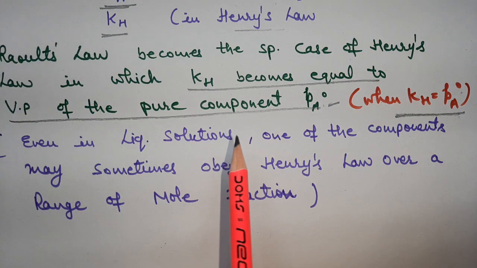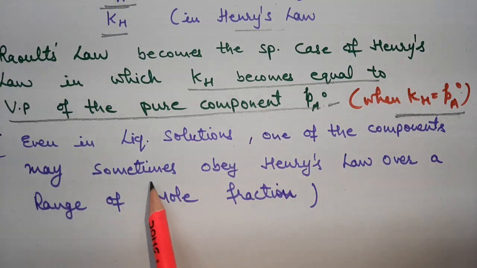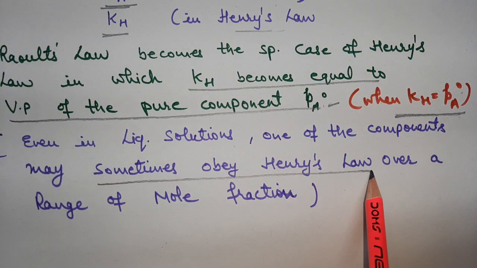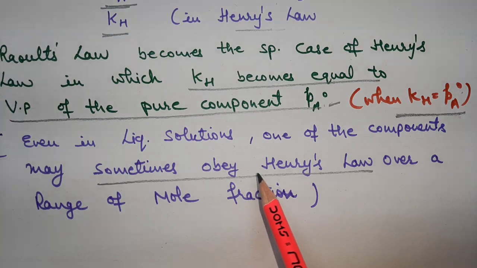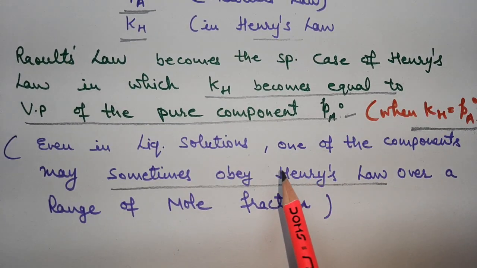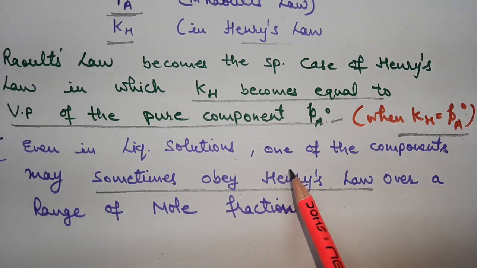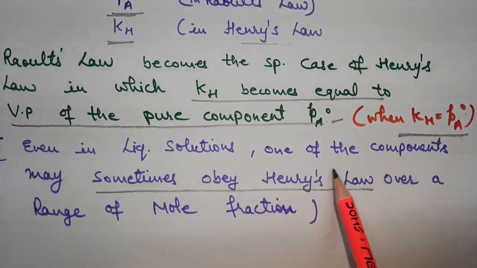The basic concept behind this is that even in a liquid solution, one of the components may sometimes obey Henry's law. What does it mean? When we are talking about liquid solutions and volatile components, one of the components becomes so volatile that it reaches the level of gaseous forms. It is so volatile that it touches gaseous behavior, like gases that exist in vapor form and exert pressure. So it exerts nearly that much pressure, or an equivalent pressure.